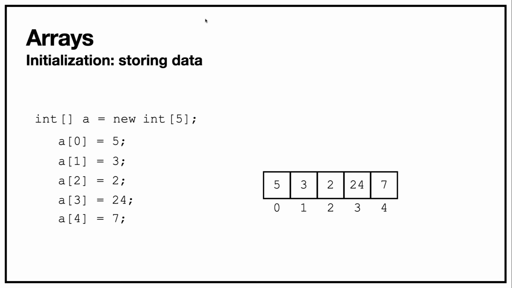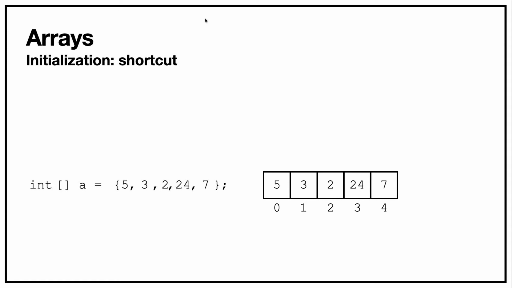Now, there's a shortcut. In case you know the values that you want to store, you can use the shortcut as you can see right here. The only thing you have to do is to declare the data type, int square brackets a equals, and then you open those curly brackets. You separate by comma each value that you find there. For example, here I have 5, 3, 2, 24, 7, and that's the way you're going to create an array containing those values as a shortcut. You don't have to have those 5 different lines of code there.